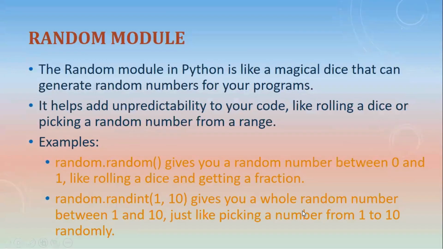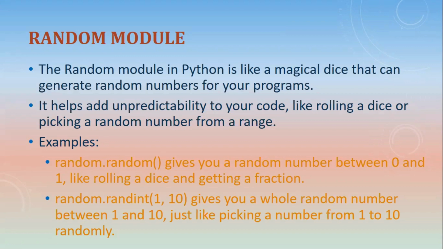Next module, which is very famous and very commonly used, is the random module. The random module in Python is just like a magical dice, right? You can generate random numbers in your programs. In case you want to add some unpredictability to your code, like you want to create a situation where you're rolling a dice or picking a random number from a range, you can use the random module. For example, in the random module, we have the random function, the randint function, and we also have the randrange function. Their purposes are different, right?